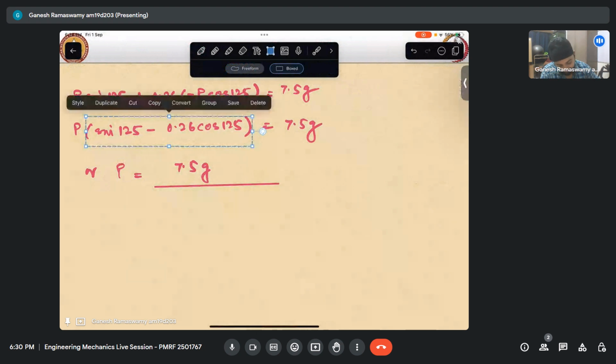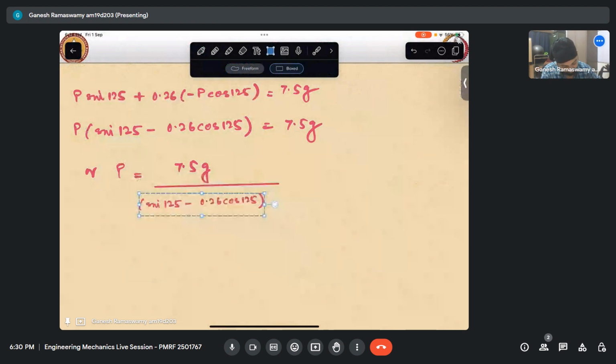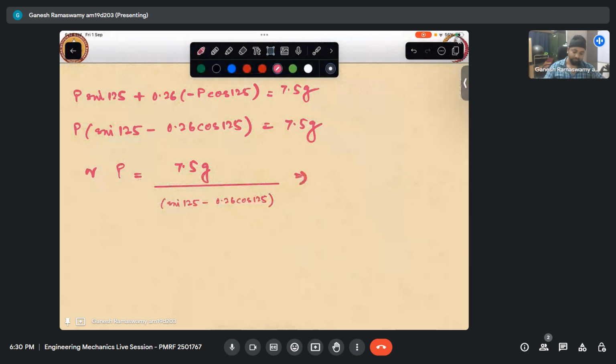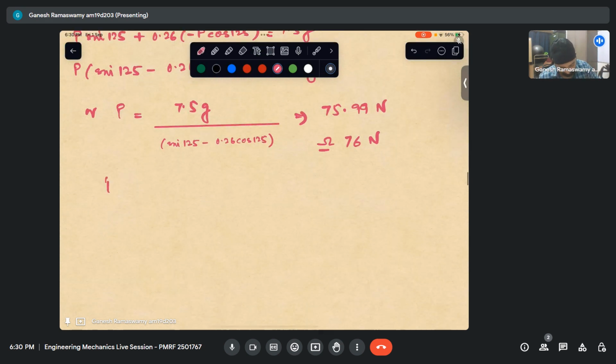7.5 g by this quantity. So let us calculate what that comes out to be. The sine 125 minus 0.26 cos 125 into 7.5 g. This comes out to be 75.99 Newton, or nearly 76 Newton. So this is the minimum P required to prevent the box from falling.